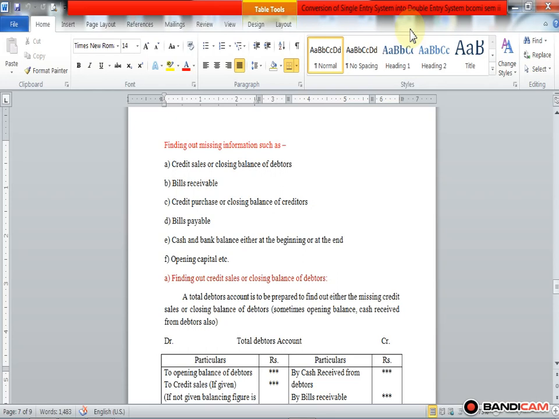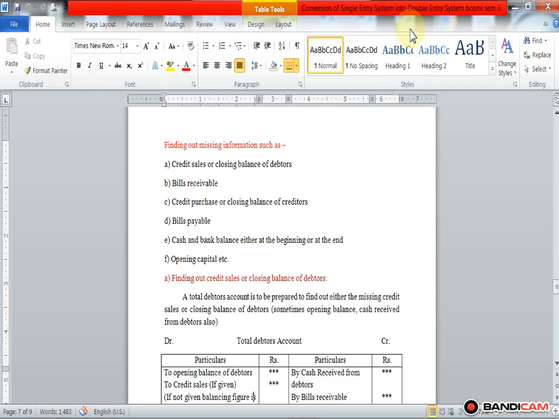Sometimes the amount of credit purchase is given in the problem but the closing balance of creditors is not given, so we find out the missing figure, that is the closing balance of creditors or the credit purchase of the organization. So with the help of the creditors account we find out both the figures, credit purchase as well as closing balance of creditors.